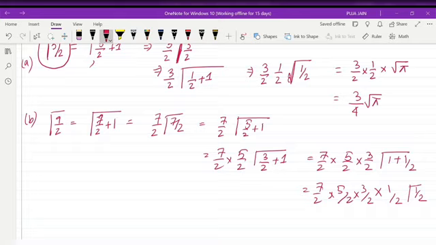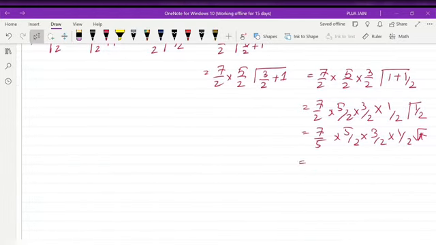gamma of half. That is 7 by 2 into 5 by 2 into 3 by 2 into half root pi. Okay. So this is our result. Sorry, this is 7 by 2, 5 by 2, 3 by 2, half root pi. So this is our answer. In this way you have to do.